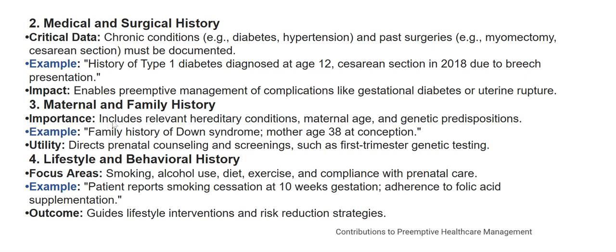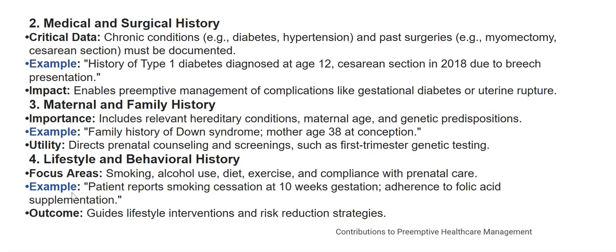Maternal family history importance here includes relevant hereditary conditions, maternal age, and genetic predispositions. Example: family history of Down syndrome, mother age 38 at conception. Utility: directs prenatal counseling and screening such as first trimester genetic testing.